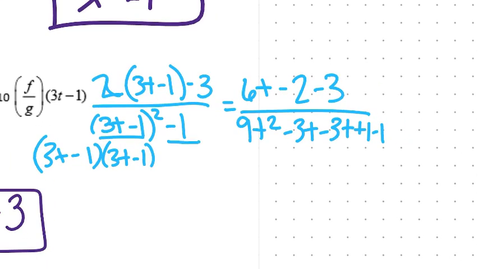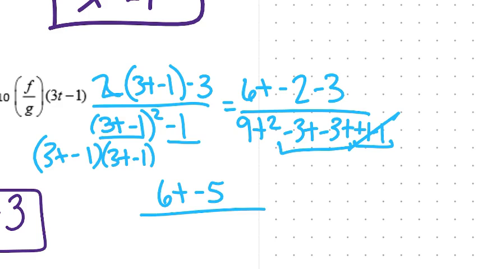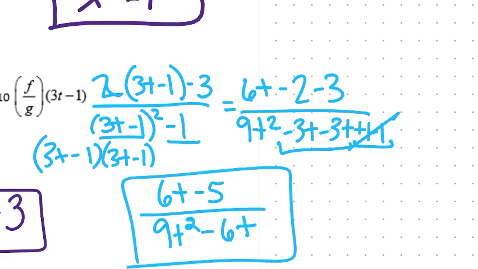So let's simplify. So the top is 6t minus 5. And the bottom, I'm going to have to combine those, which is 0. Combine these, which is negative 6t. And the top is 9t squared minus 6t. Okay, and that is all I can do there. Okay, so we've done all of our combining.